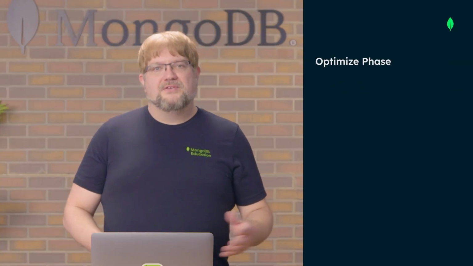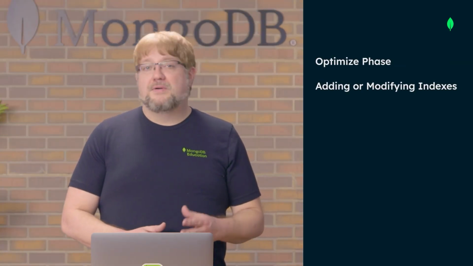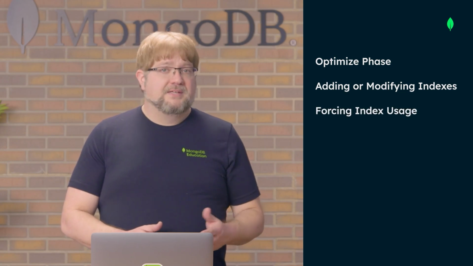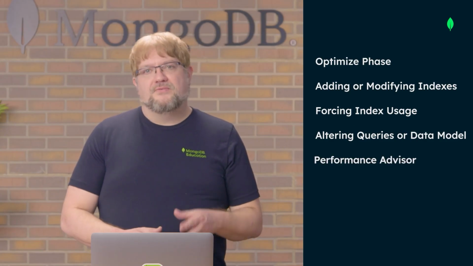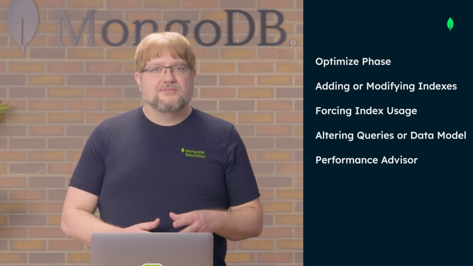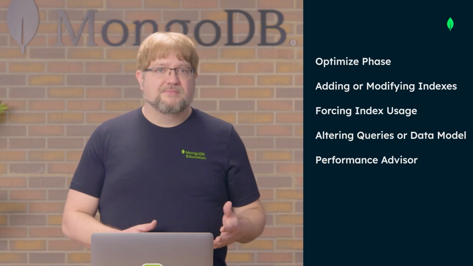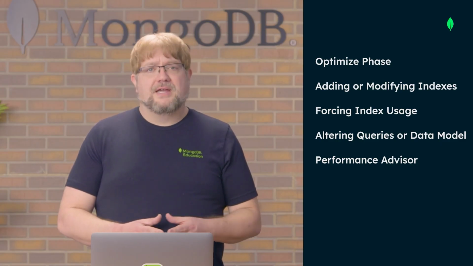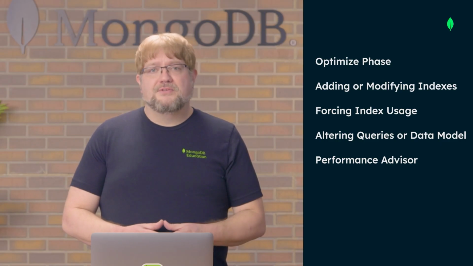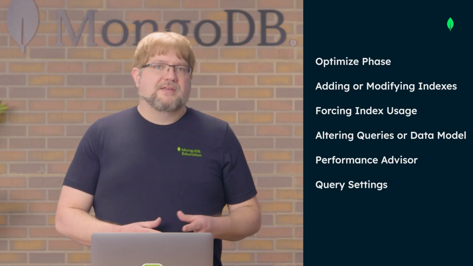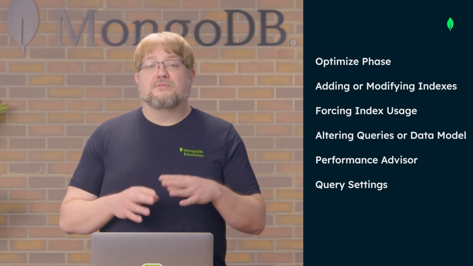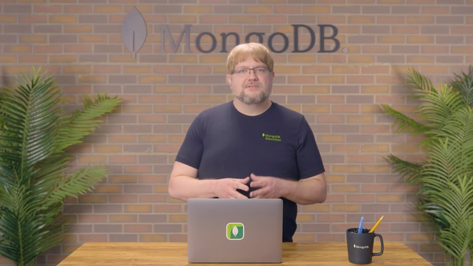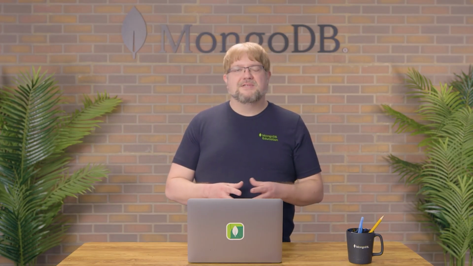In the optimize phase, we enhance query performance by adding or modifying indexes, forcing specific index usage, altering queries, or modifying the data model. The Performance Advisor in Atlas can automate some of these optimizations by suggesting index improvements for slow queries. If you're not using Atlas, similar tasks can be performed using the MongoDB shell. Query settings allow inclusion of index hints for specified query shapes and persist across cluster restarts. By applying these tools and strategies, we can keep our databases responsive and efficient, even as application demands grow.